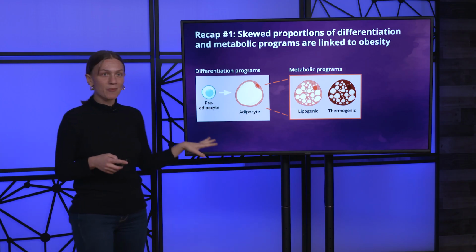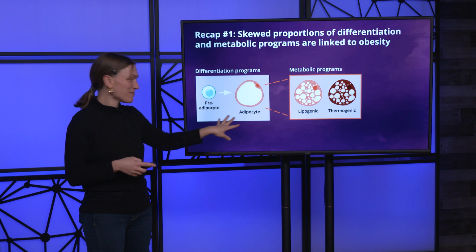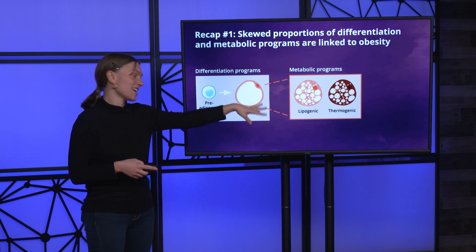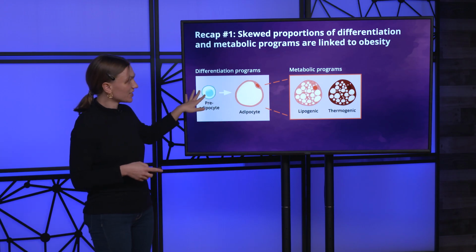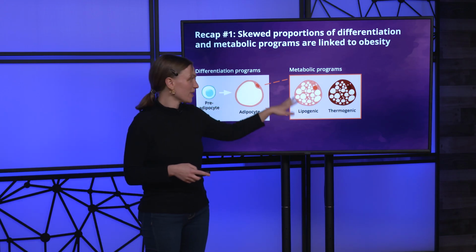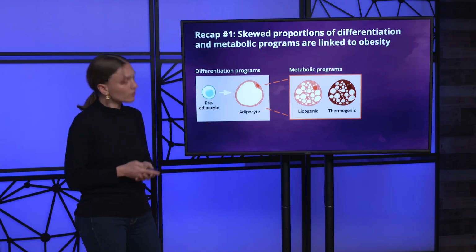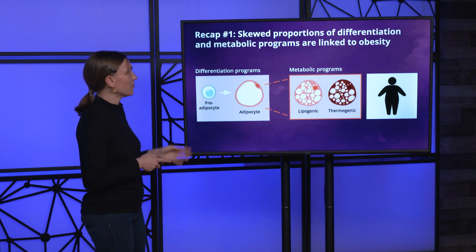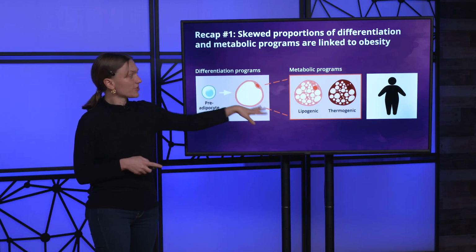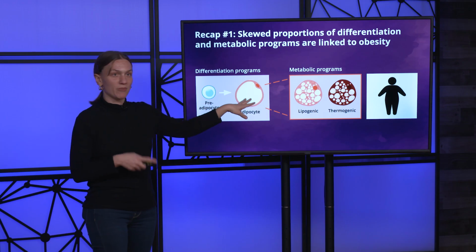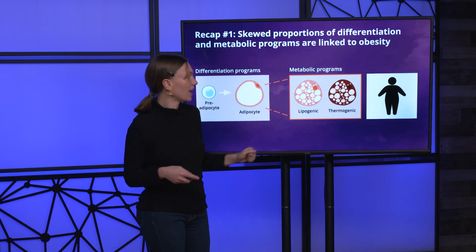Okay, so just a quick recap. Hopefully by now you're familiar with this scheme and the different adipocyte cells that we see in adipose tissue, some that are associated with differentiation and others that are associated with specific flavors of metabolic activity. We also discussed how these are therapeutically relevant because we know that different proportions that deviate from the normal of these different cell populations are actually linked to obesity.